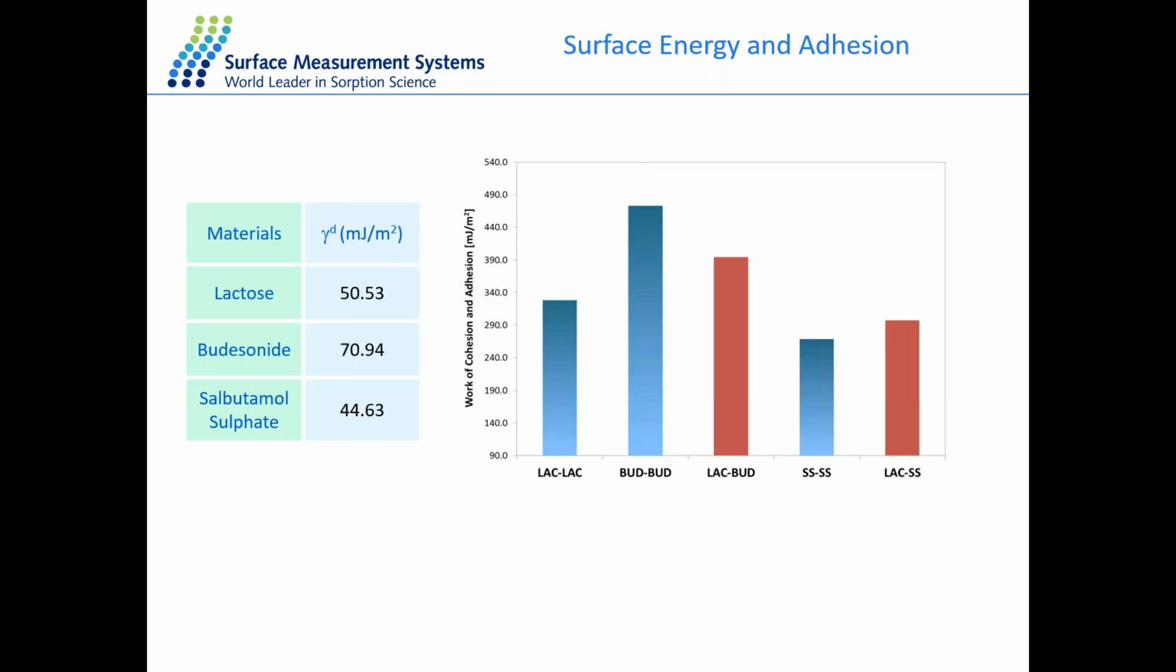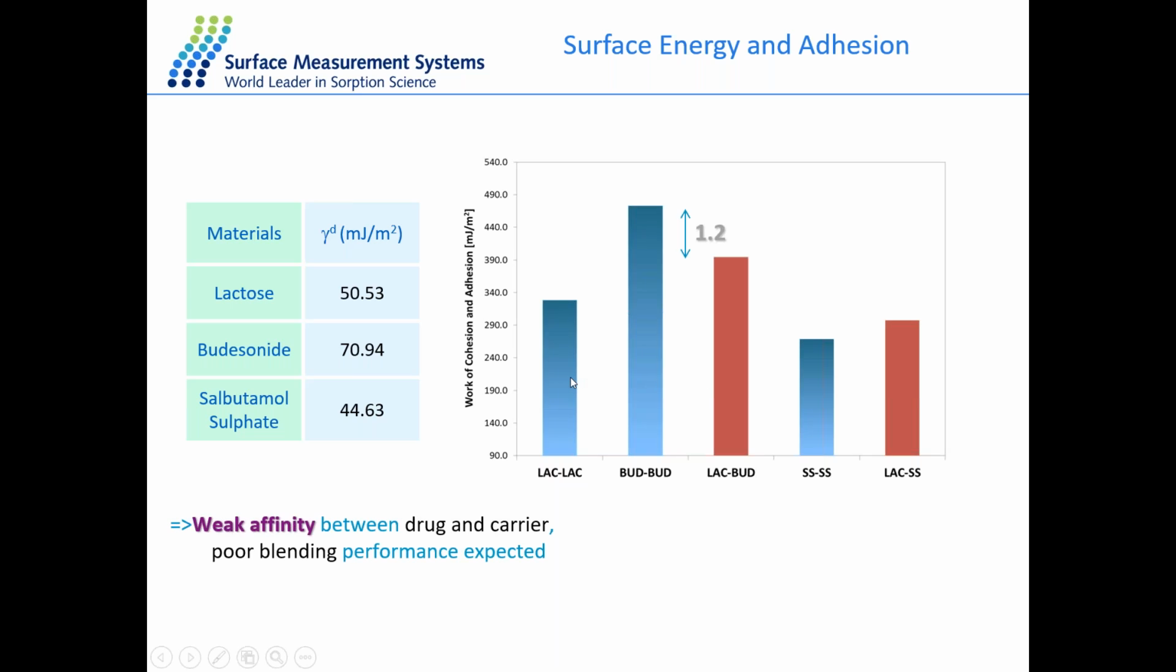So what we can see here, we've calculated the dispersive surface energy. This is our interaction with our non-polar probes. And we can see that budesonide has a much higher surface energy compared to the other two. Using our surface energy calculations, we can actually calculate the work of cohesion. This is how likely our sample is to interact with itself.